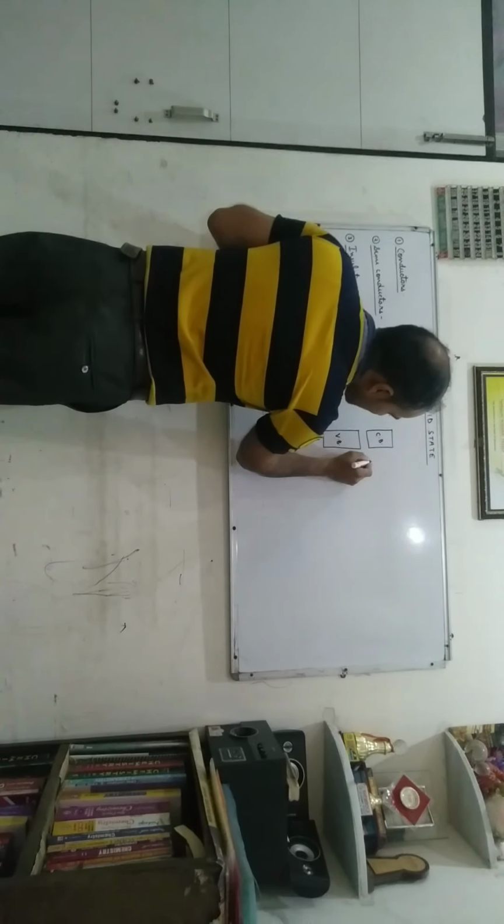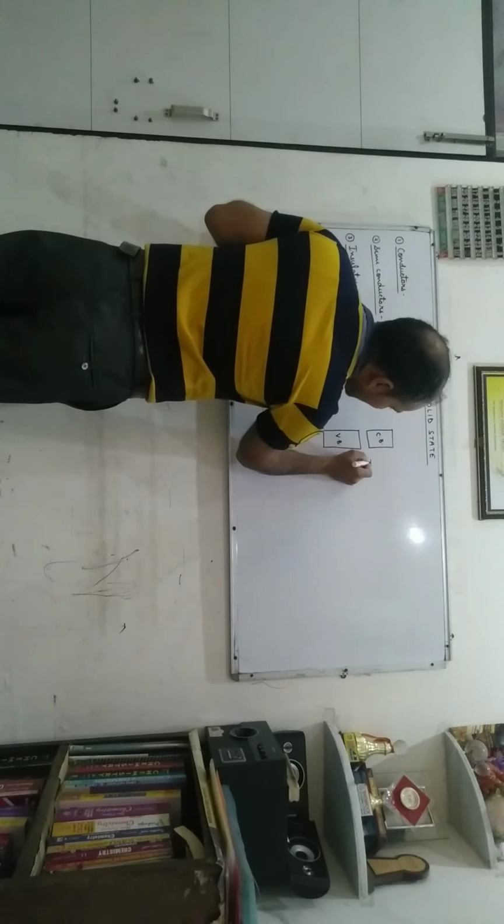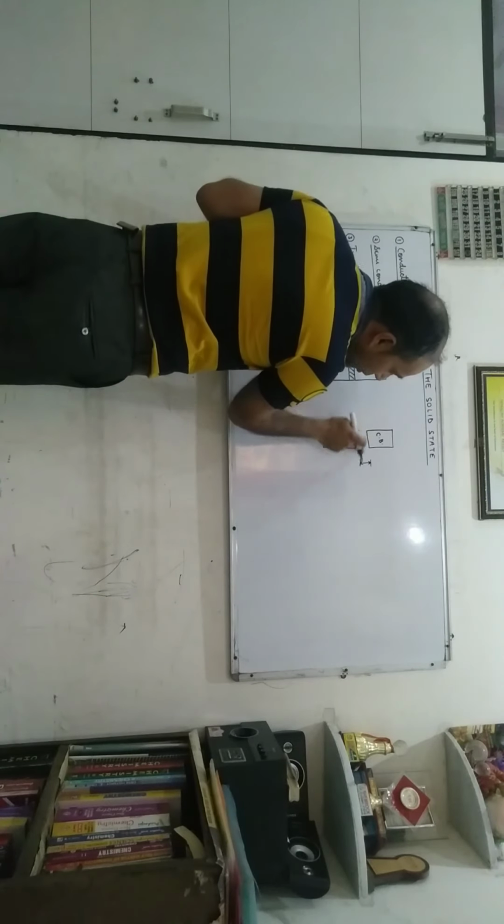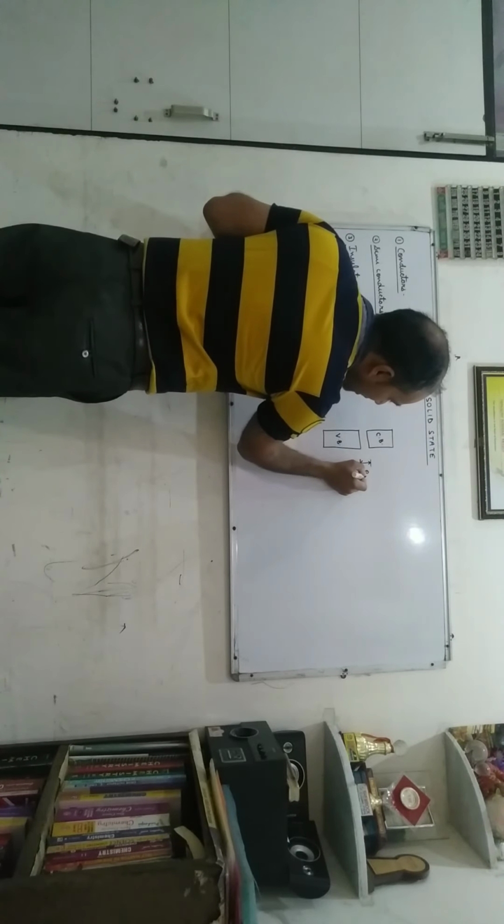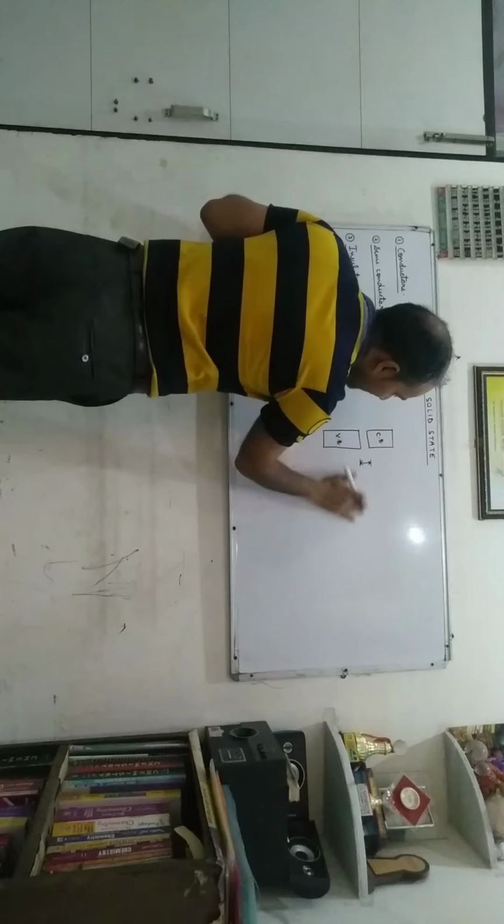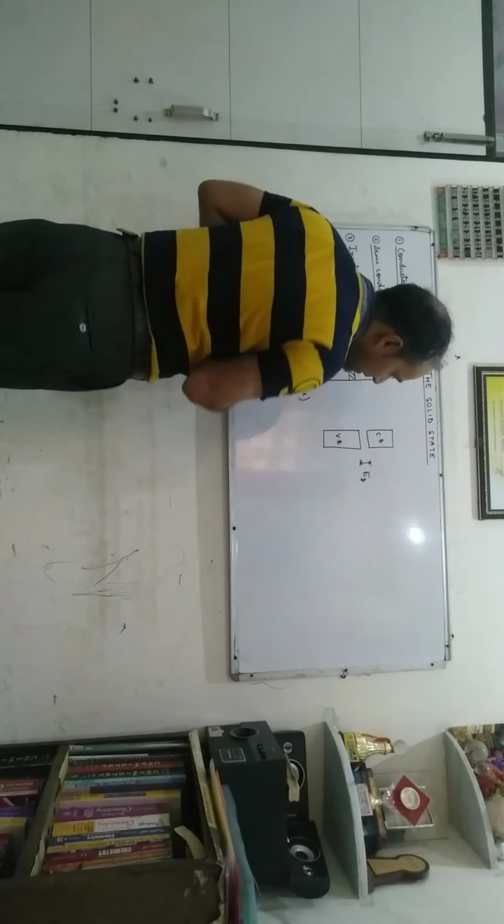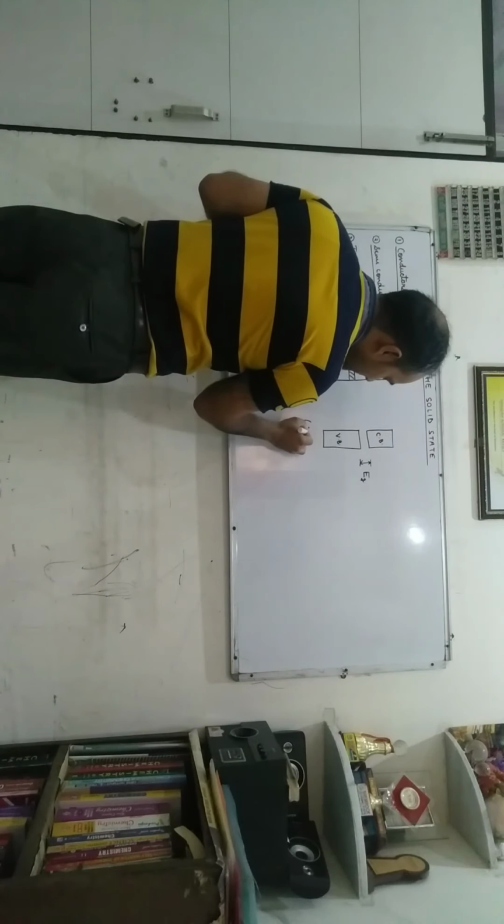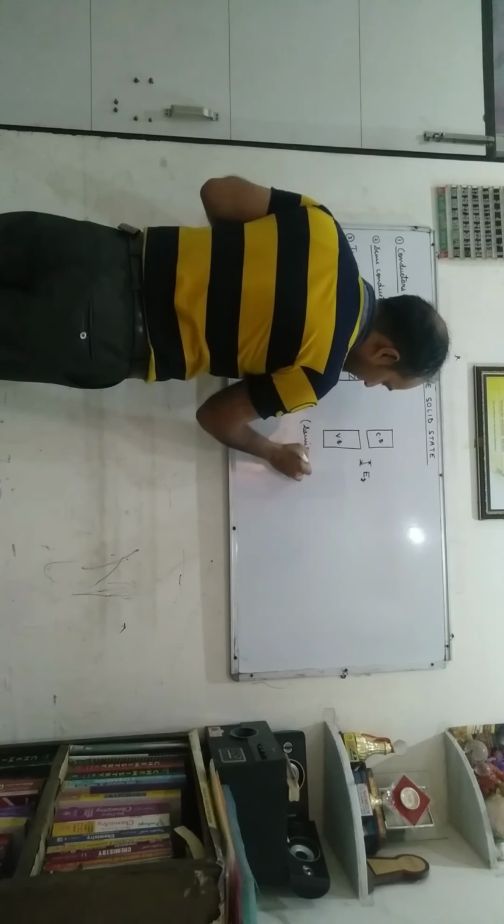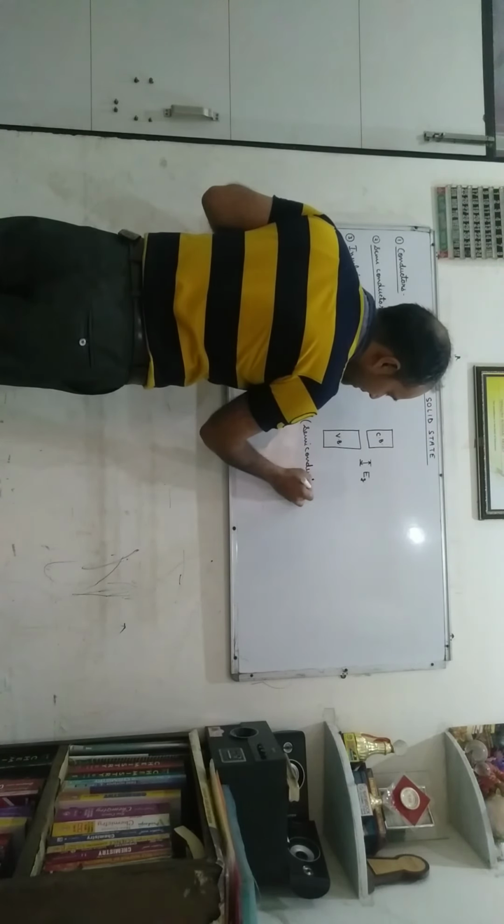It is interesting to note that the gap between the top of valence band to the bottom of conduction band is called energy gap. It is indicated by capital E with suffix small g. This is the case of semiconductors. Now the third one is insulator.